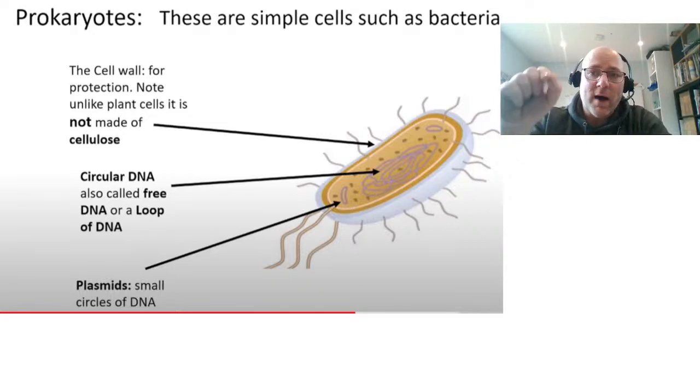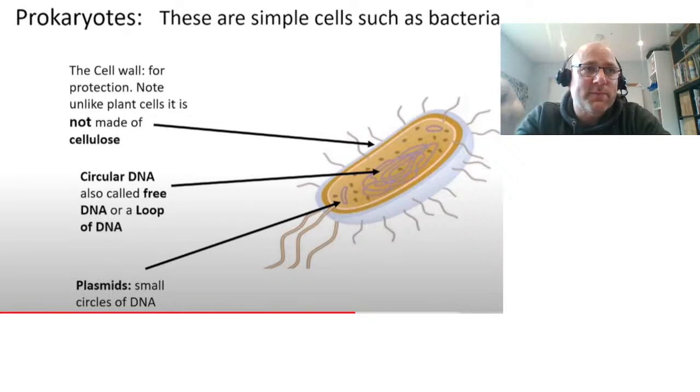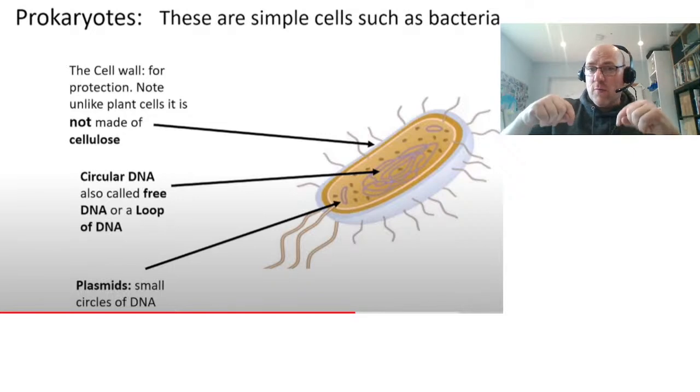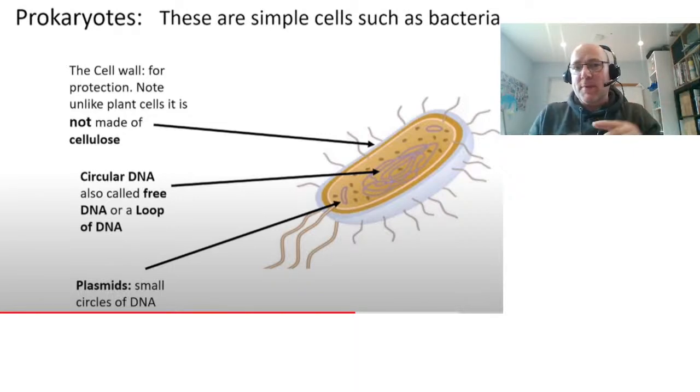So you could be asked, what is the similarity between a plant cell and a bacteria? They both have a cell wall. They might say, what's something plants and bacteria have and animals don't? And that would be a cell wall. If they said, what's something they all have? You could say cytoplasm, or cell membrane.